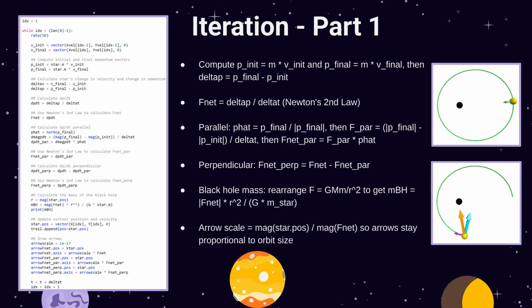The arrow scale is set proportionally to the star's distance divided by the force magnitude, so the arrows always appear a reasonable size relative to the orbit.